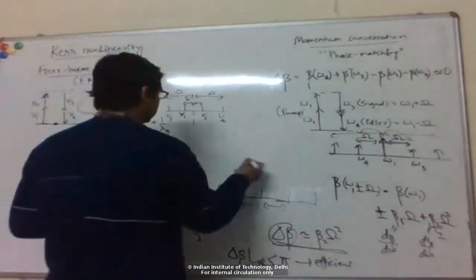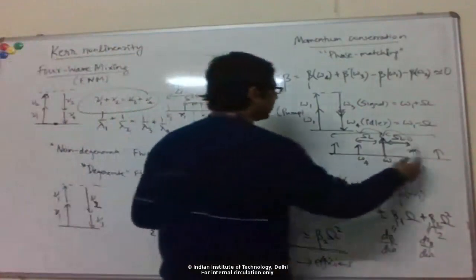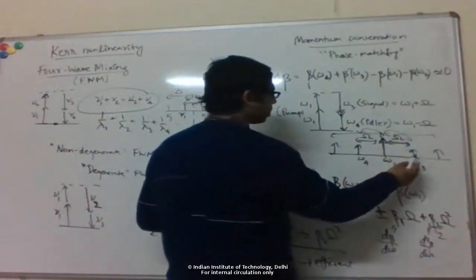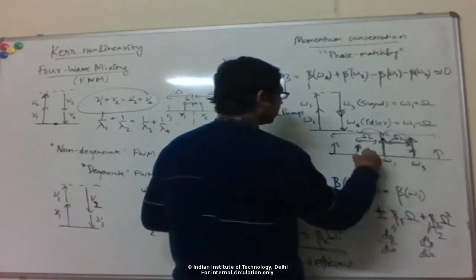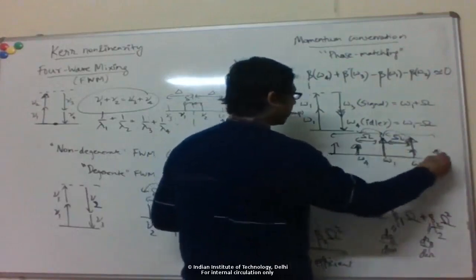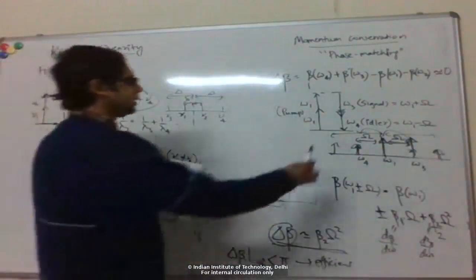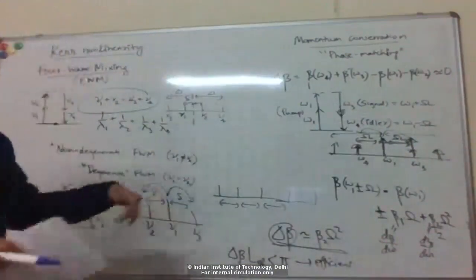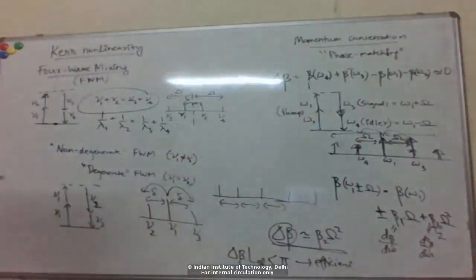Okay, so if you have many channels, then you could have the degenerate process. You could also have the non-degenerate process where these two act as pumps, and these two act as signal and idler, right? So for these equally spaced channels, you can have both the degenerate and the non-degenerate happening together between various channels.